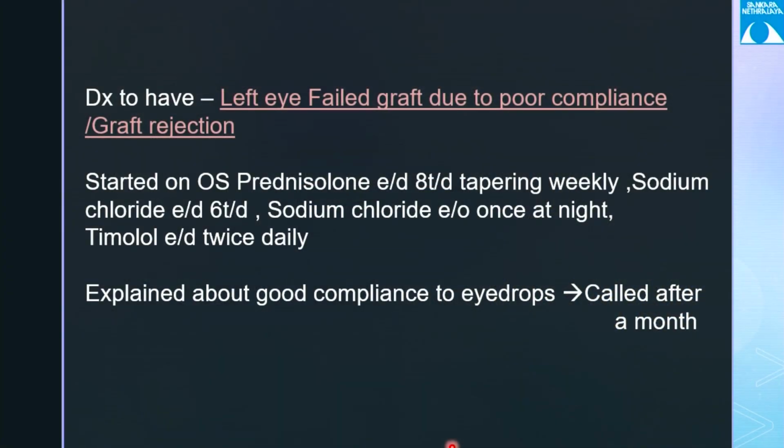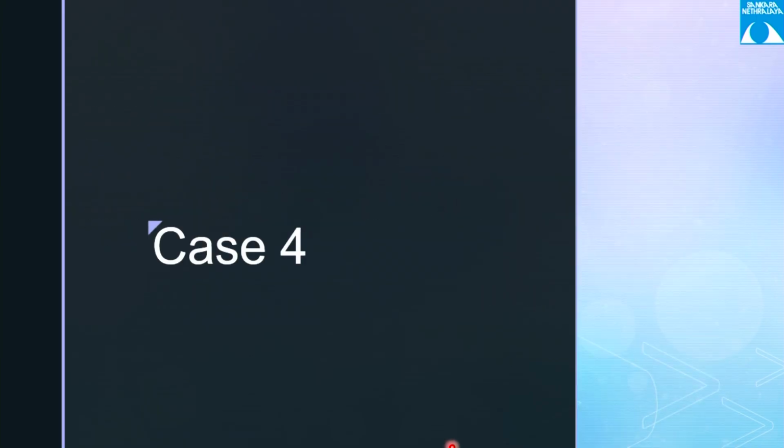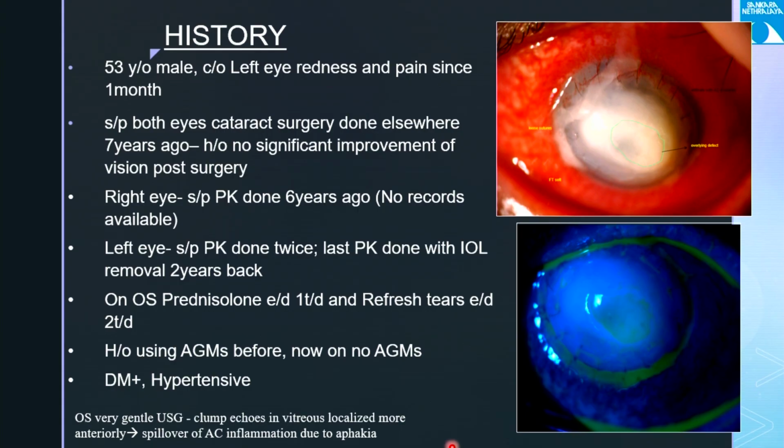Yeah. So the patient was explained about the need for good compliance to eye drops and was called after a month. So coming to the next case, a 53-year-old male complains of left eye redness and pain since 1 month. He gives a history of both eyes cataract surgery done elsewhere 7 years ago, and there was no significant improvement of the vision post-surgery. The right eye had a penetrating keratoplasty done 6 years ago, while we didn't have any reports available. Left eye also had penetrating keratoplasty done twice, and the last PK was done with IOL removal 2 years back.